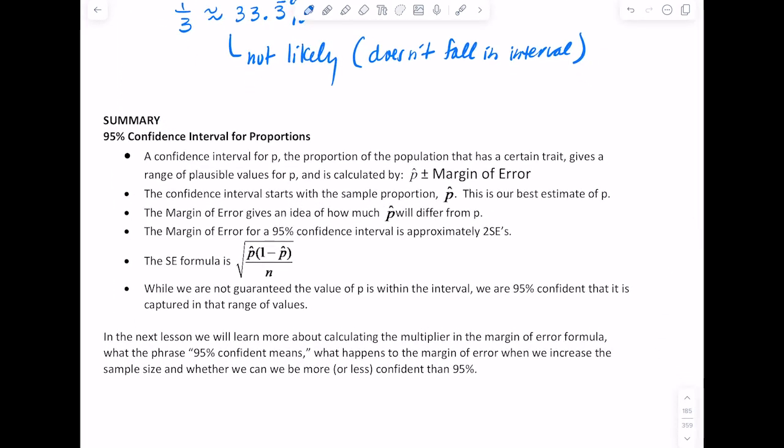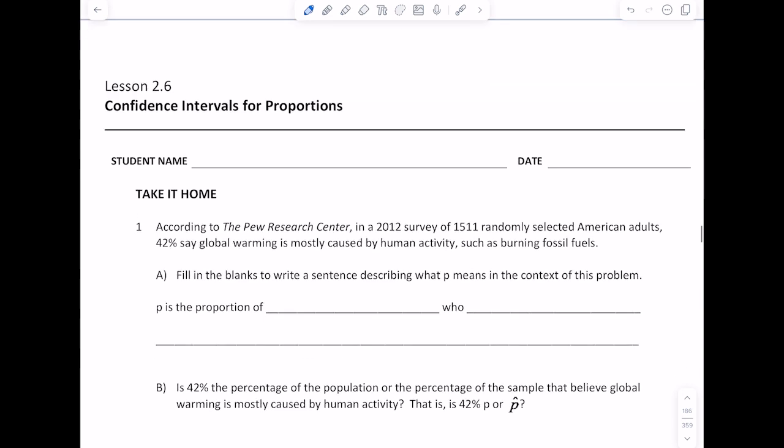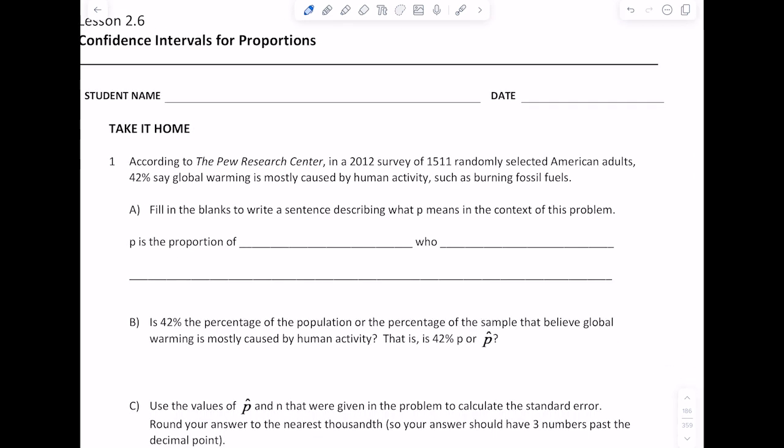Okay, and please take a look at the summary. And if you need to, go back over the example we did in class. And then you also have the homework problems, which I strongly encourage you to do.